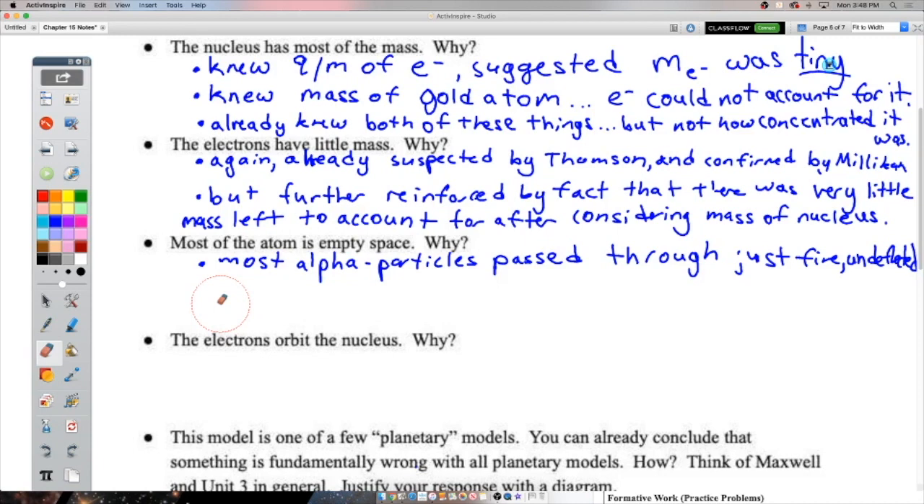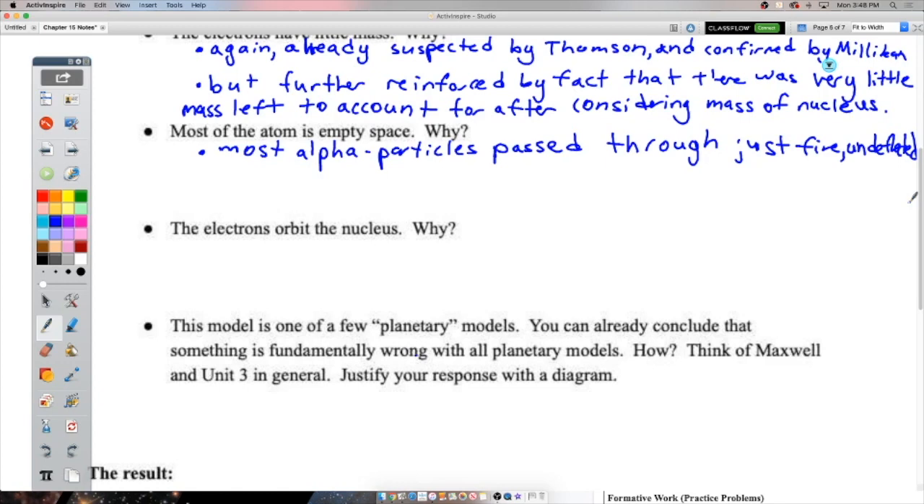Now, he also reasoned that the electrons would orbit the nucleus like a planet orbits a star, right? There you go. That's where you get the name the planetary model from. Why? Well, if it wasn't moving around the nucleus, electrons are negative, nuclei must be positive, so they would be attracted together and all matter would just collapse into itself, right?